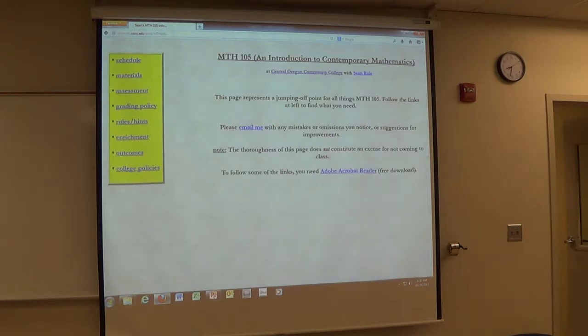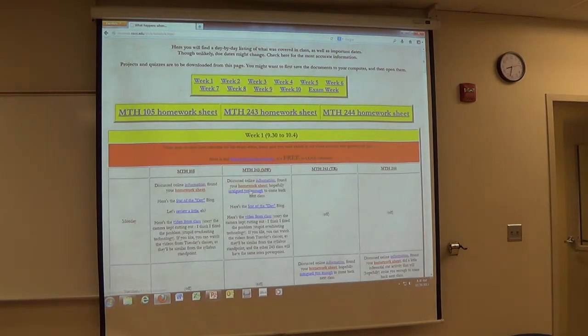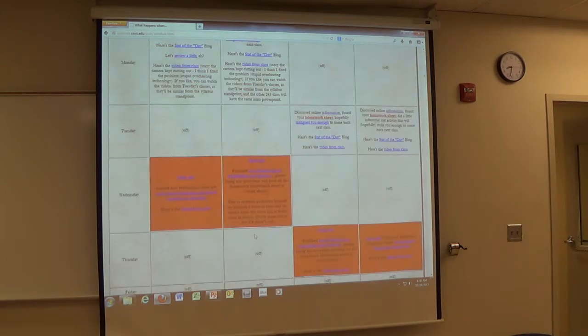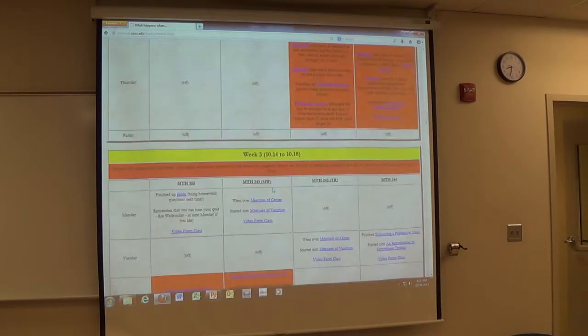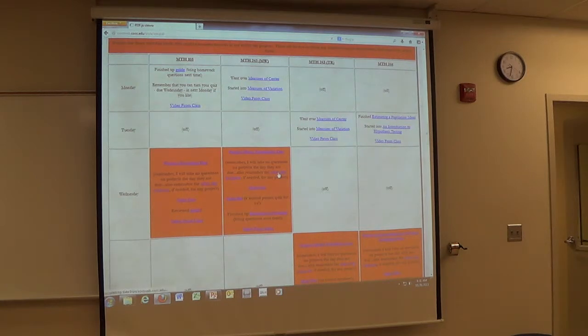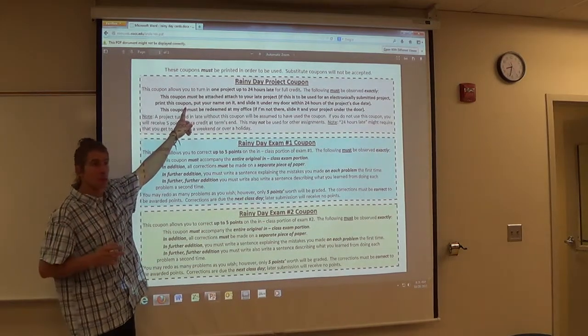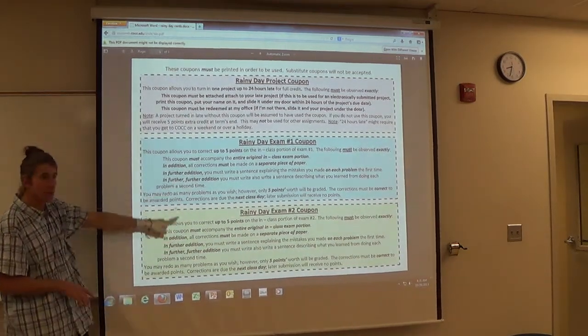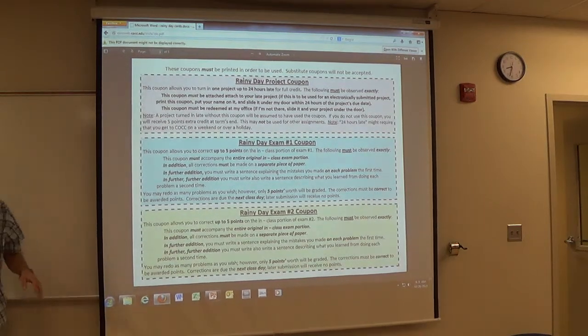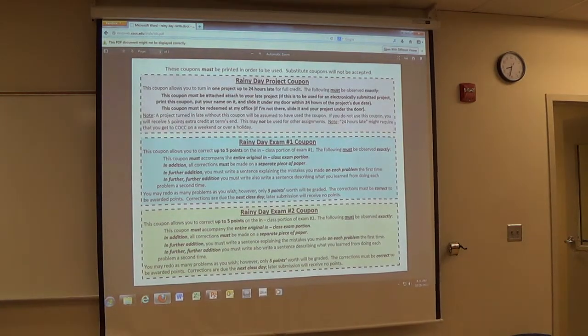I mentioned this, right? Schedule page. Rainy day. Where's the rainy day? Hang on, let's find it. Do you remember? Yeah. There are 3 rainy day coupons. One is for projects, which most of you haven't used and most of you won't. But there's a rainy day coupon for each of the 2 exams, which allows you to correct up to 10% of what you just got back and resubmit it for full credit. So when they got a 45, you resubmit it and do it correctly, you get a 50. And when they got a 40, you submit it back, and you get a 45. You get 5 points back.